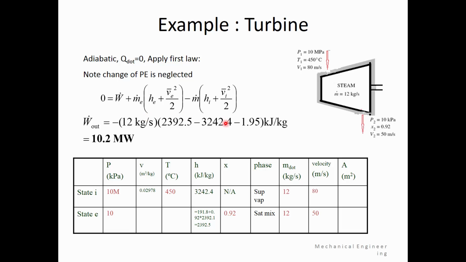We are ready now to apply the first law. We are neglecting the change of the potential energy. Q dot is equal to 0 since the turbine is adiabatic. We then substitute in the mass flow rate, the values of inlet and outlet enthalpies, and the change of kinetic energy. We then get that the power output is equal to 10.2 megawatt.